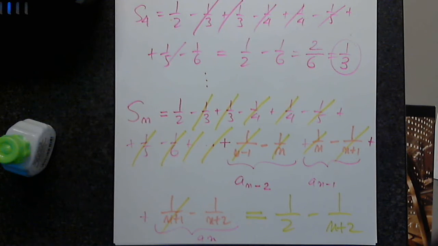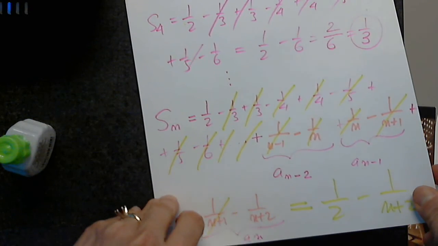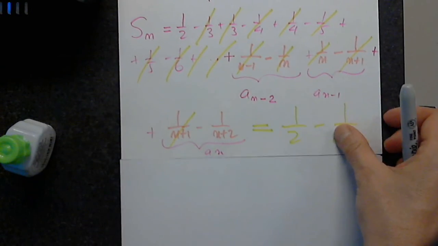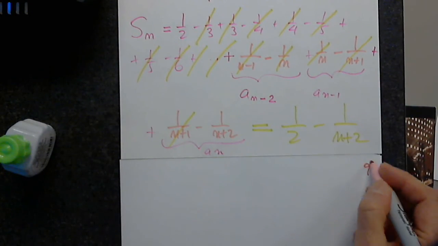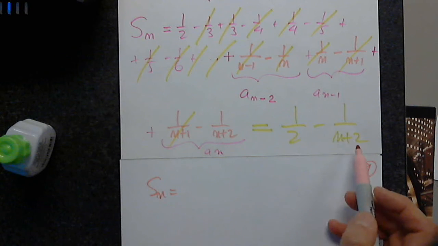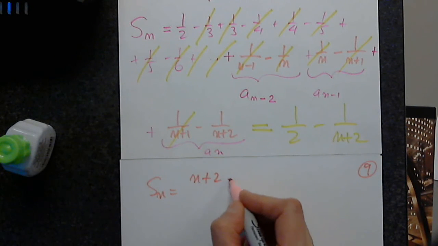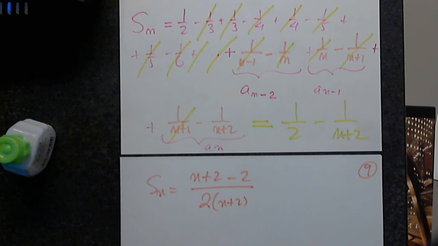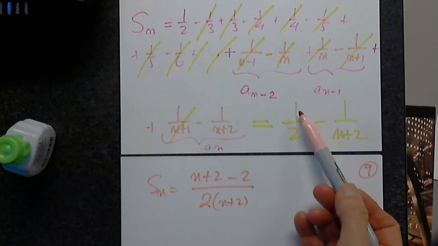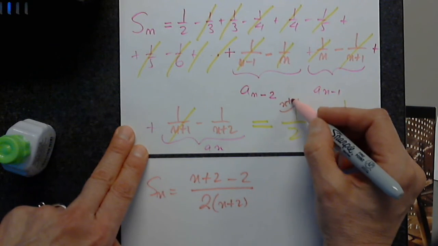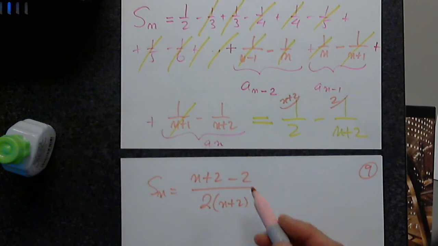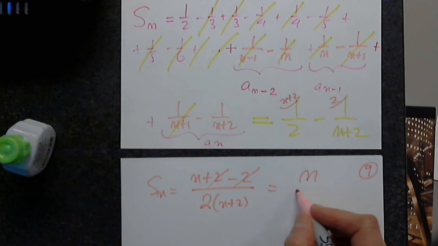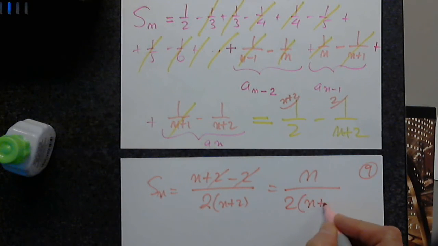Everything else went away. So then, I can still rearrange this in one more step. S sub n is n plus 2 minus 2 over twice n plus 2. I found the least common denominator to be twice n plus 2. I multiply the top by n plus 2 and the other top by 2. So I have n over twice n plus 2.